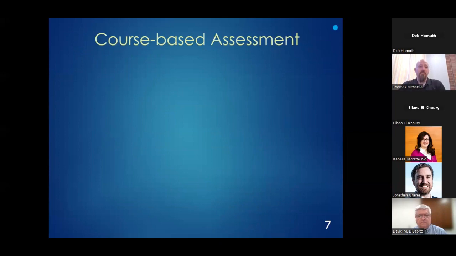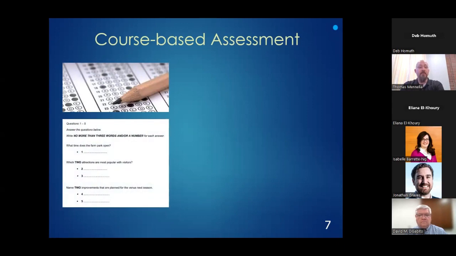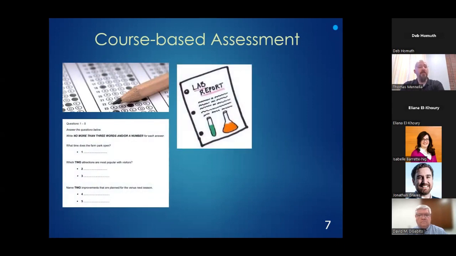So in addition to exploring how generative AI could be used for institutional assessment, we were also interested if it could be leveraged for course-based assessment as well. And I think as we're all comfortable with, by course-based assessment, we mean exams, be multiple choice exams, fill in the blank or free response exams, but we also mean more deep thinking and critical assignments, things like lab reports, book reports, personal reflections.